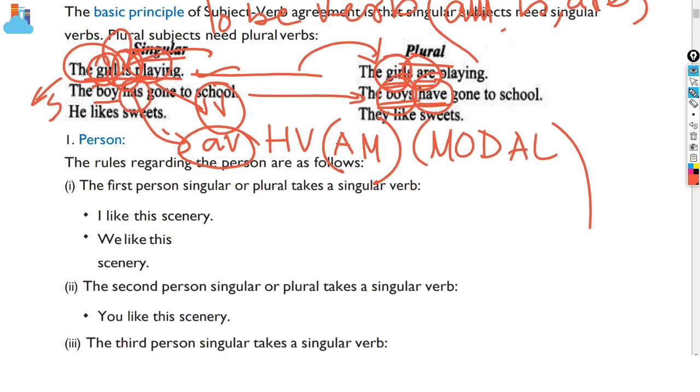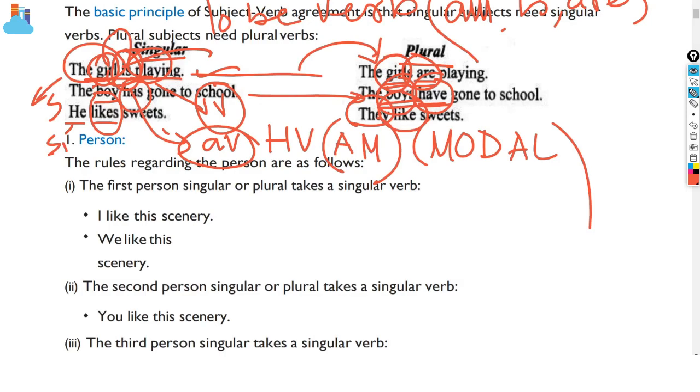He likes sweets. He is the subject, it's singular, and therefore in the present simple tense it takes s or es. He likes sweets, but they like sweets. Is it clear, my dear children? Now let us go to the rules one by one, and after finishing the rules we will brush up our knowledge by applying the same in the CBSE exercise. So we will go for that.